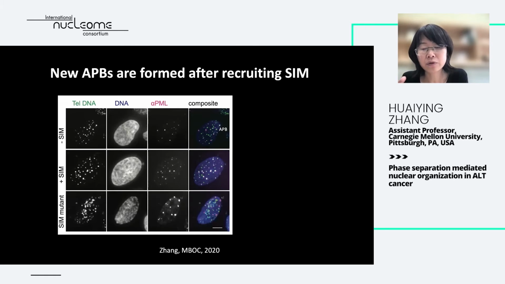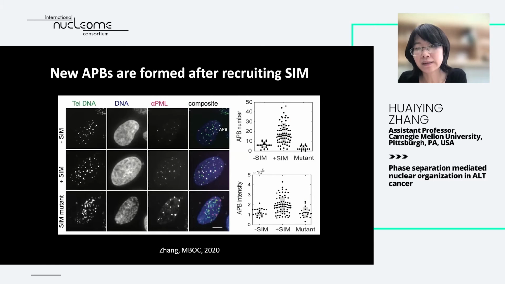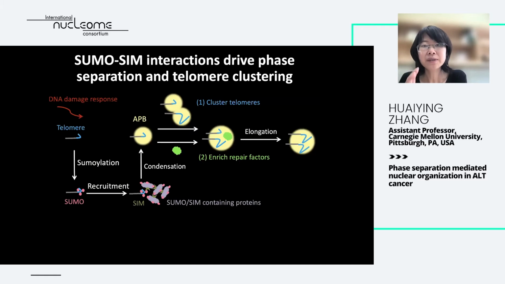And this is not seen if we just recruit the SIM mutant that I just showed you, and we quantified here that both the number and the intensity of the APBs increased after we recruit SIM. So this agrees with our hypothesis where the SUMOylation process will trigger the phase separation and leads to formation of APBs and the telomere clustering.